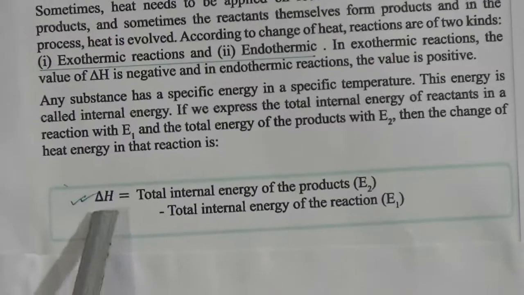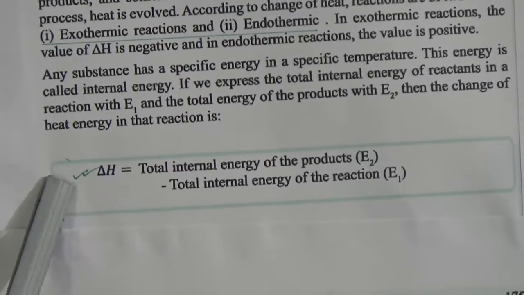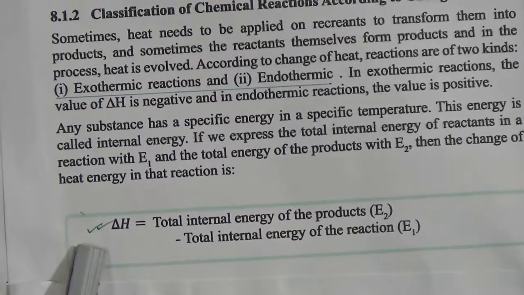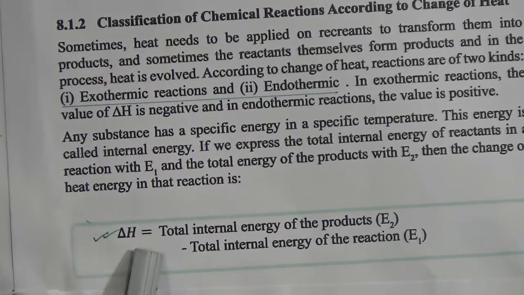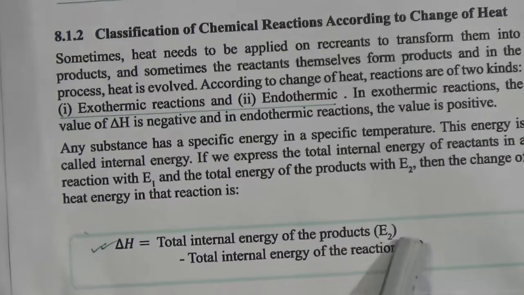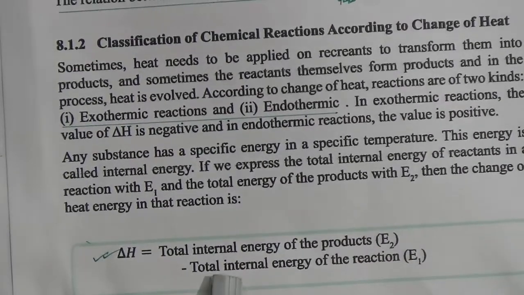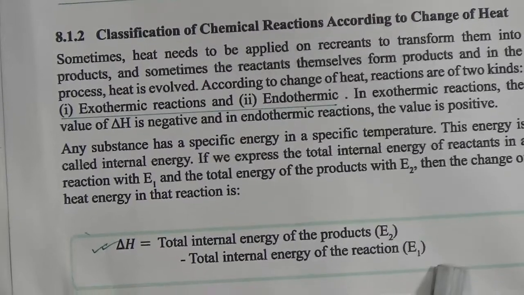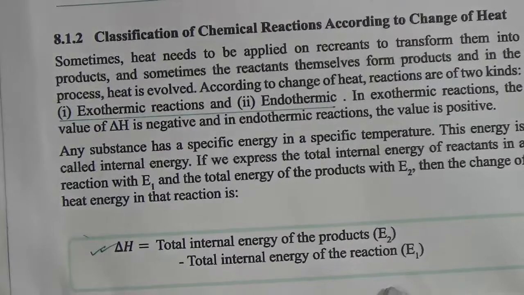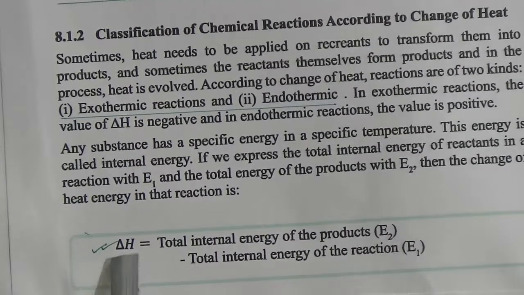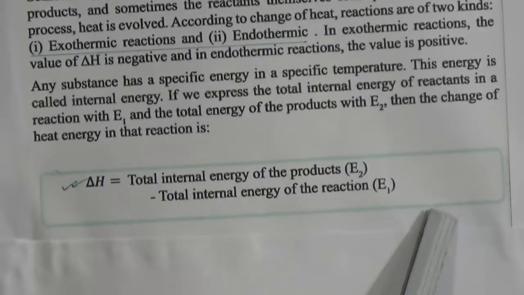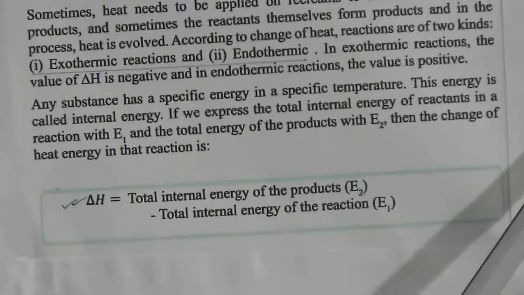We already learned this formula in the chemical reaction chapter, and again we will use it in the chemistry and energy chapter. Del H is equal to total internal energy of products, that means E2, minus total internal energy of reactant. Now dear students, two things you have to remember. This portion you have to learn, and another thing, the exothermic reaction.